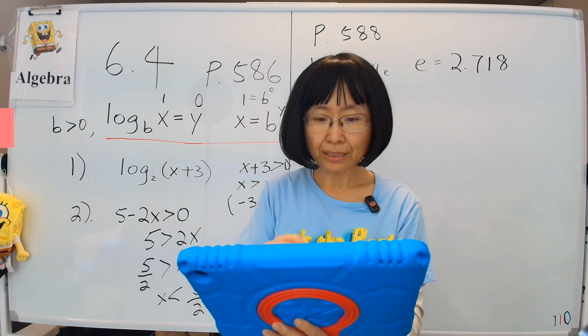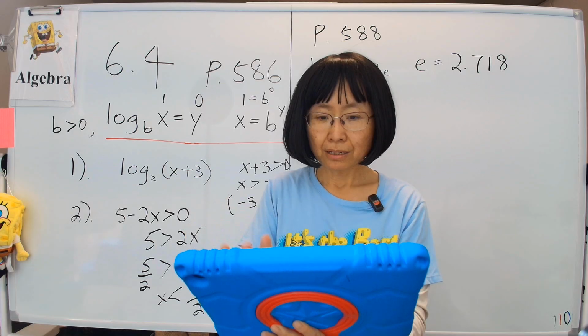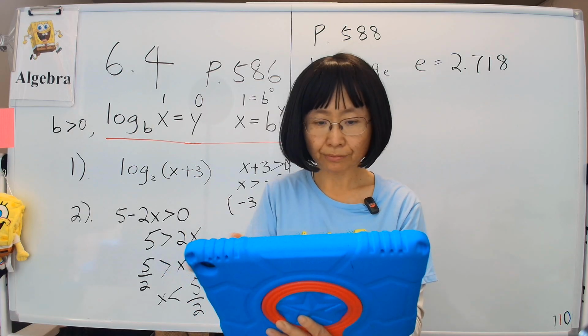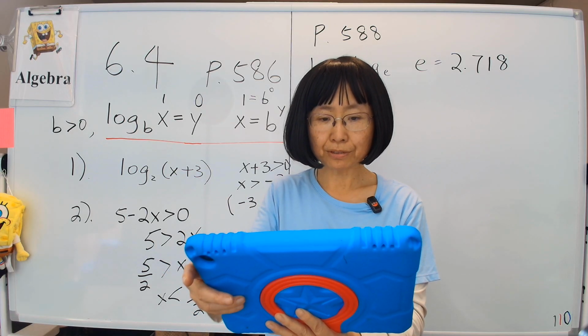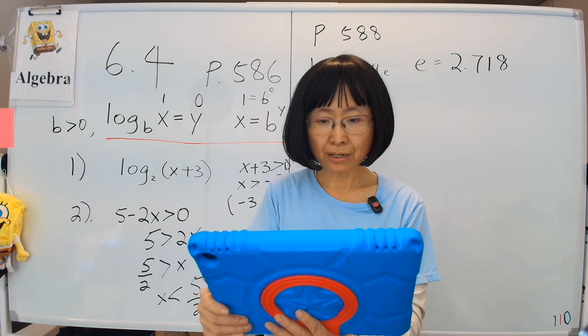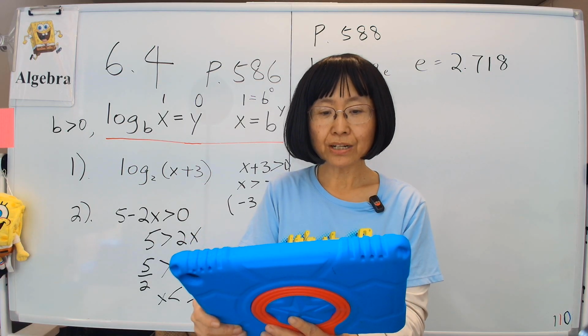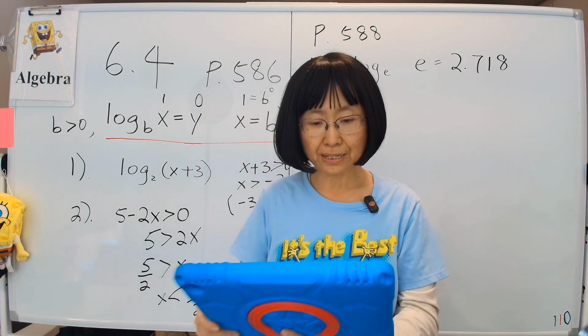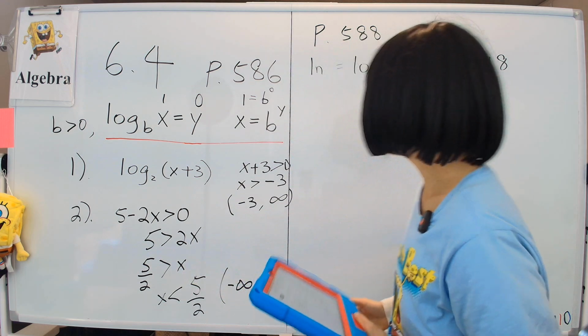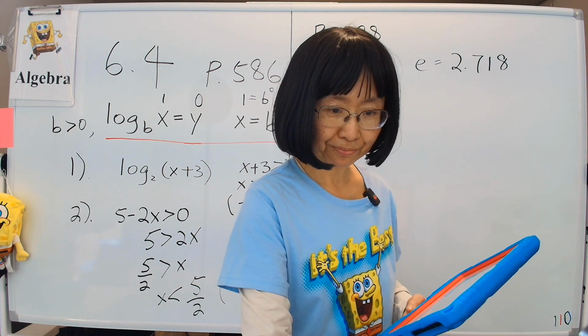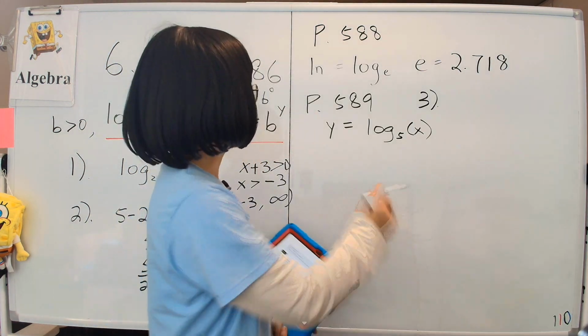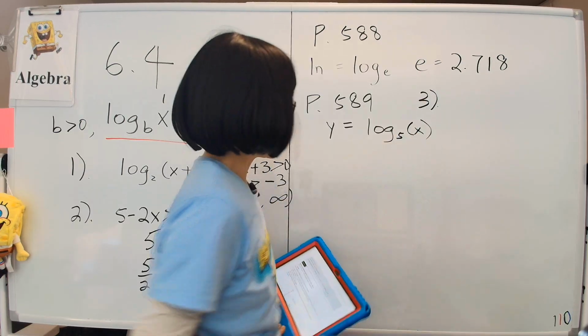Okay, now let's look at the next page. Example 3. What are we doing here? Graph the function f of x equal to log base 5 of x. Okay, so let's graph it. So we're supposed to graph y equal to log base 5 of x.